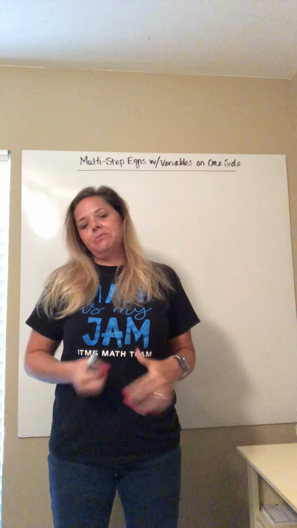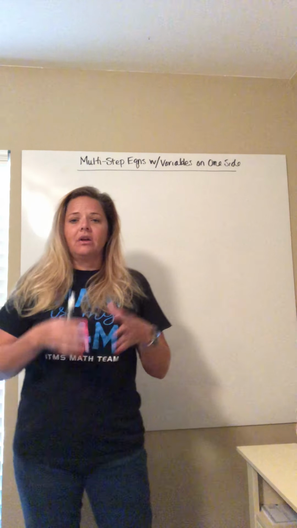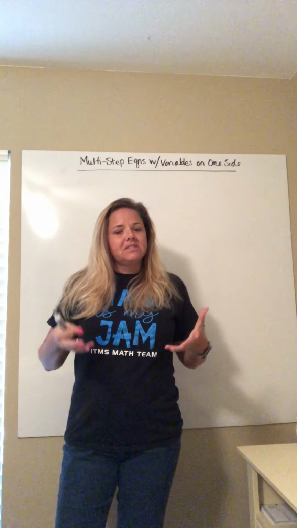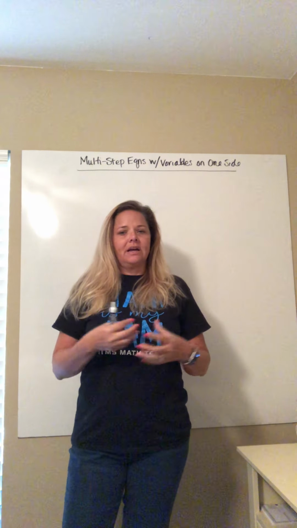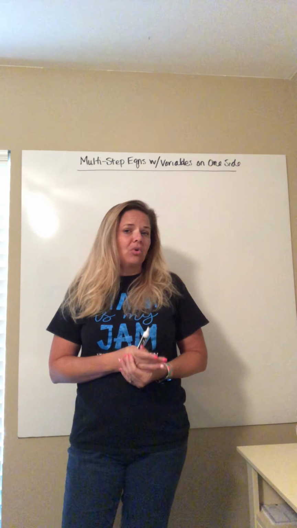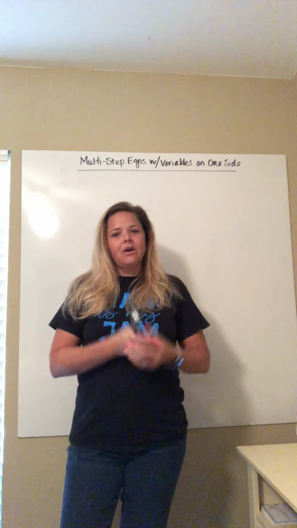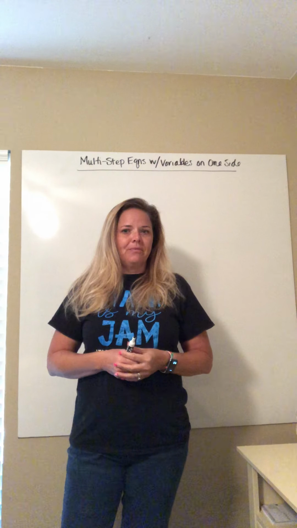Today we are going to be solving some multi-step equations with variables on just one side of the equal sign. So when we say multi-step, we mean that we're looking at an equation that has probably 3 to 4 terms. It could even have more. It might have some distributive property in there. So we're taking our two-step equations and we're just building on it, making them a little bit bigger, okay?